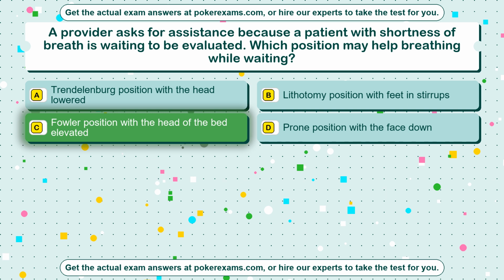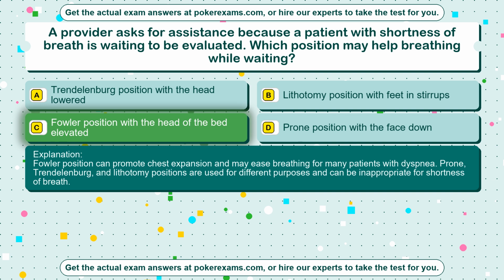The correct answer is option C. Fowler position with the head of the bed elevated. Fowler position can promote chest expansion and may ease breathing for many patients with dyspnea. Prone, Trendelenburg, and lithotomy positions are used for different purposes and can be inappropriate for shortness of breath.